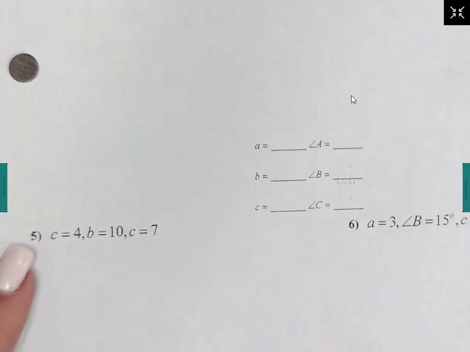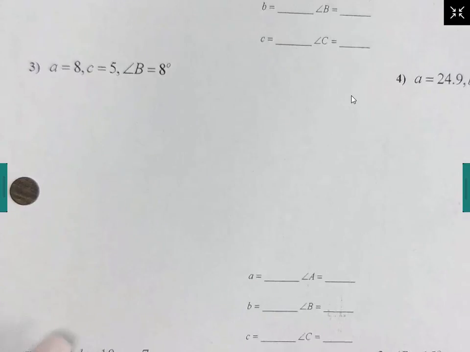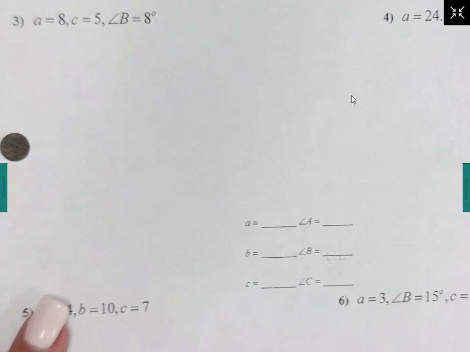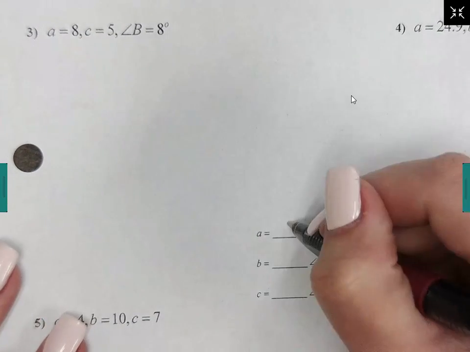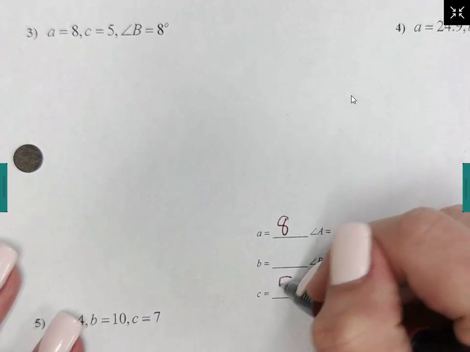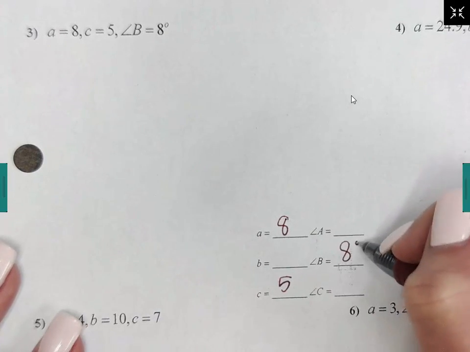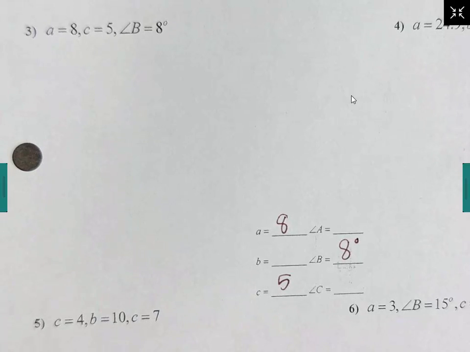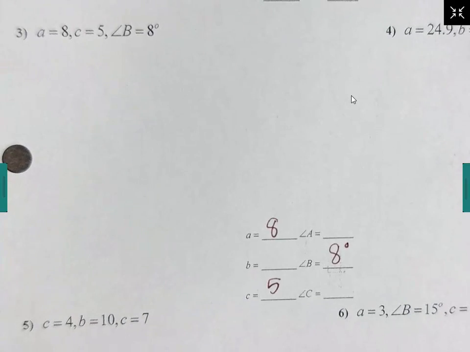So for number 3, the first thing we're going to do is label the information we're given. A is 8, C is 5, and angle B is 8 degrees. It's then up to us to determine what we want to find next. Do we want to find a side length next? Do we want to find an angle next? What are you guys thinking? Side B is the only thing we can find, right?